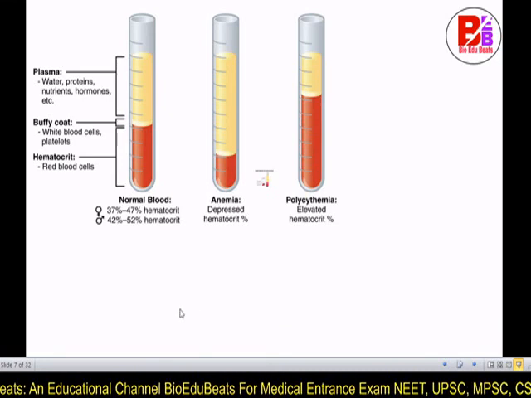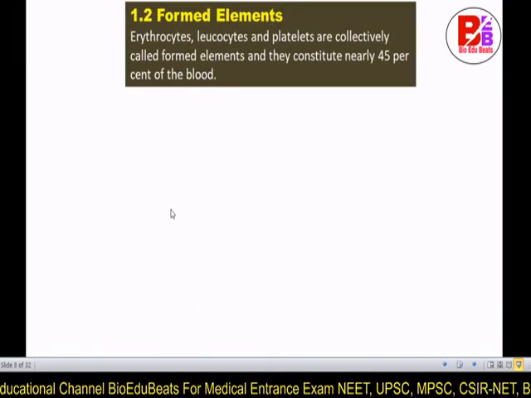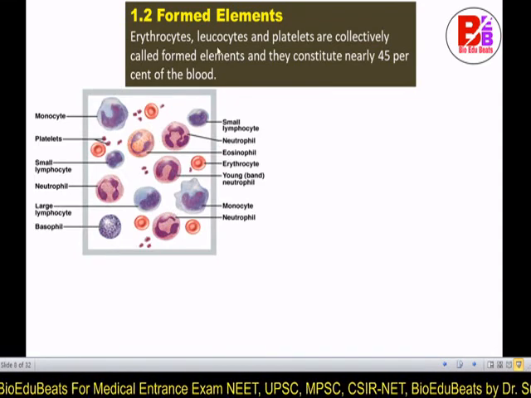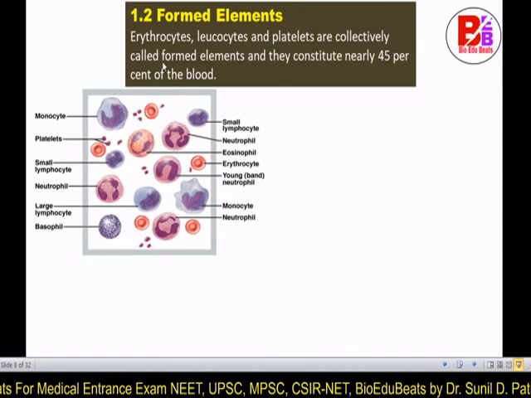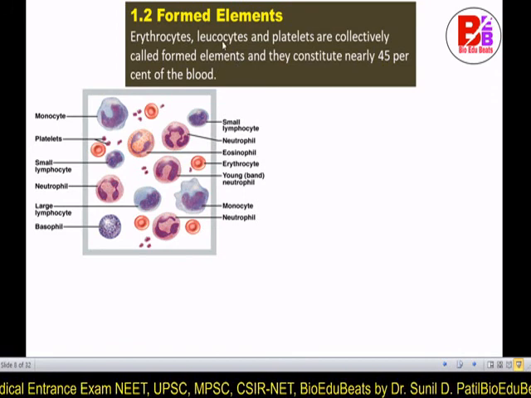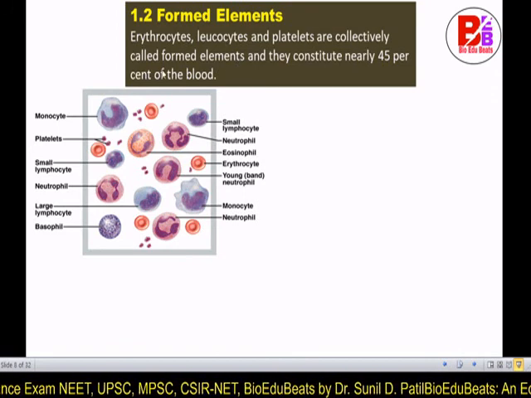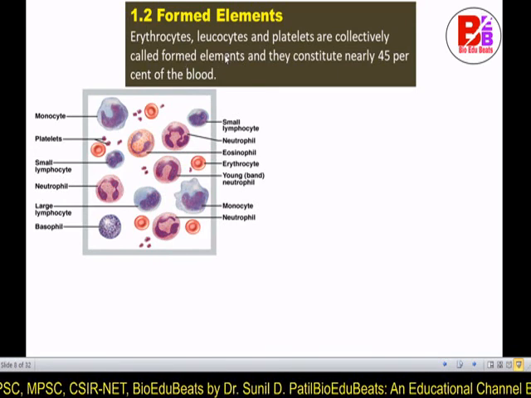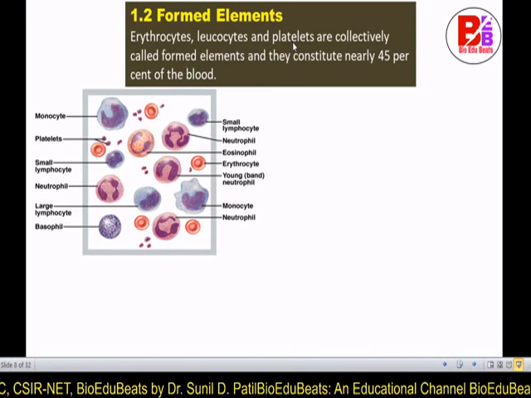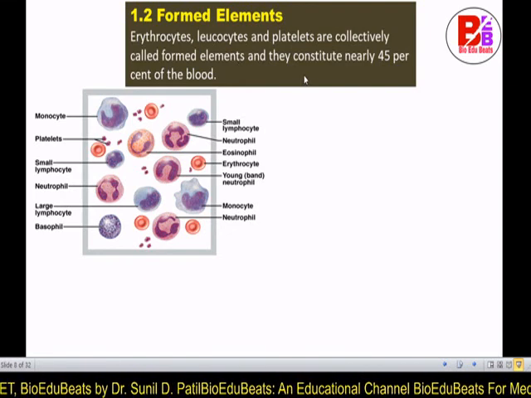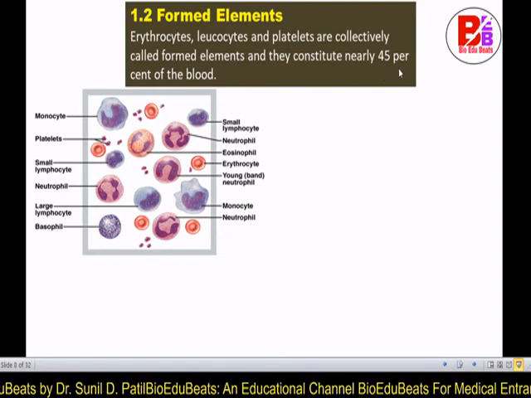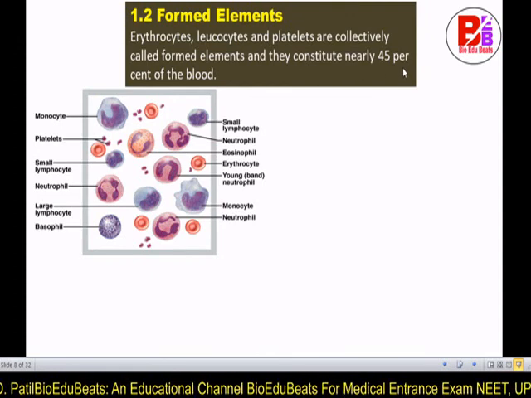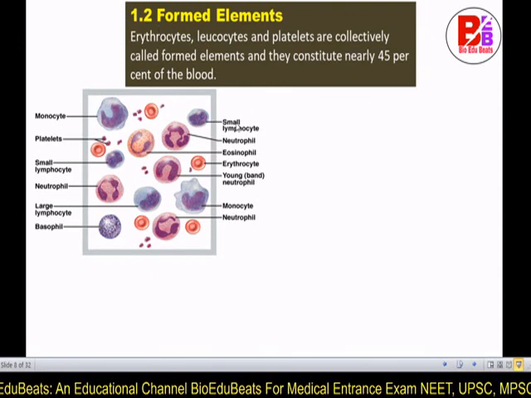Polycythemia is also pronounced for the same. The other constituent of the blood is called the form element. Erythrocyte, leukocyte, platelets are collectively called the form elements. Means RBC, WBC and platelets are collectively called the form elements. The RBC means erythrocyte, WBC is leukocyte and thrombocyte means platelets. They constitute nearly 45% and 55% is the plasma. So plasma 55% and 45% are form elements in the blood.